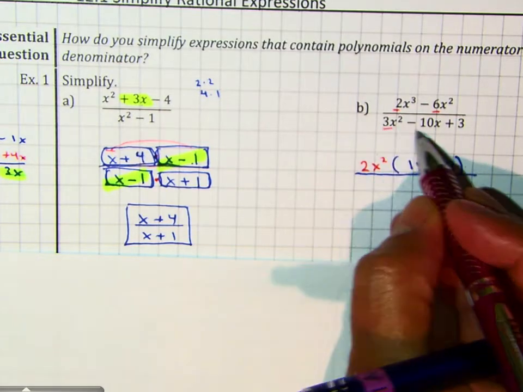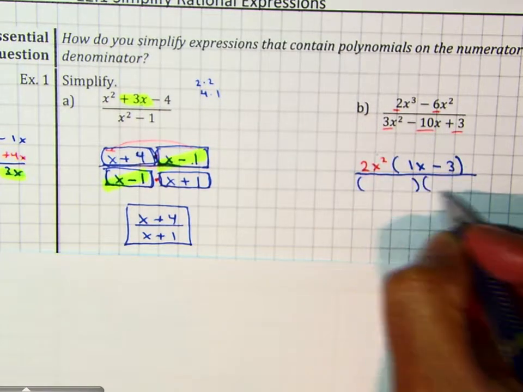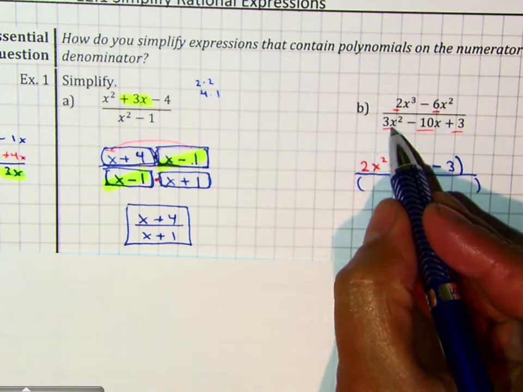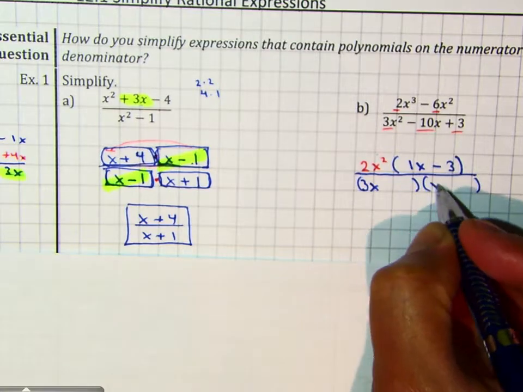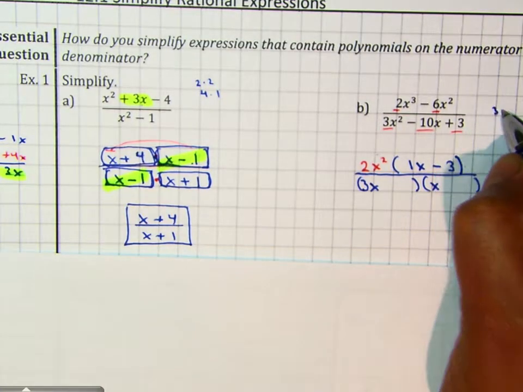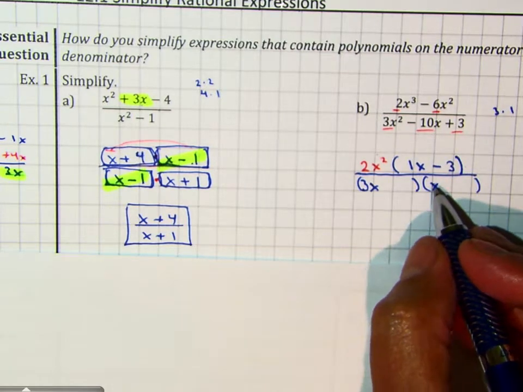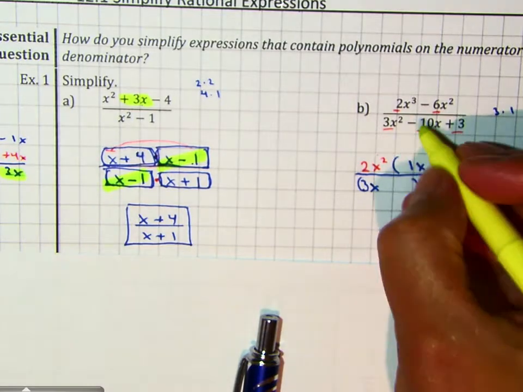This is a trinomial, so we're going to use double parentheses. Factors of 3x squared will be 3x and x. Factors of 3 can be 3 times 1, or that's it. I need to end up with a negative 10x.